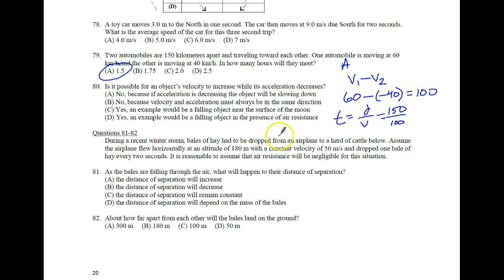For number 80, the answer here is D. Yes, an example would be a falling object in the presence of air resistance. So the acceleration can decrease while the velocity is still increasing, as long as you have that air resistance.